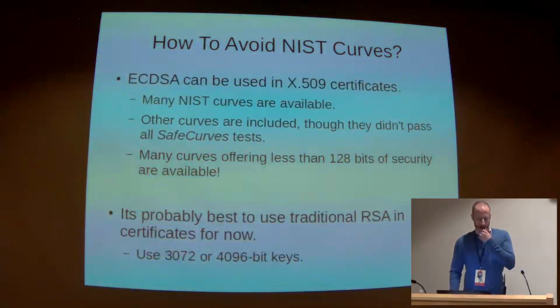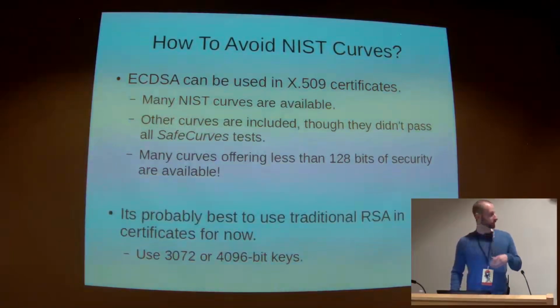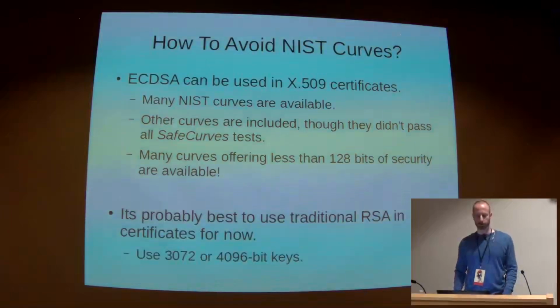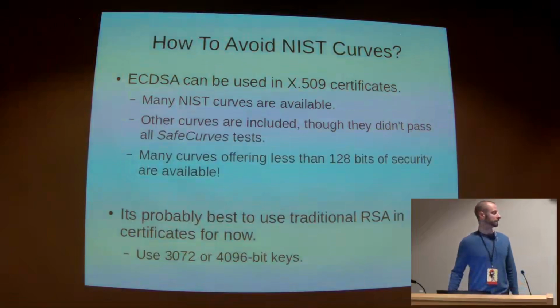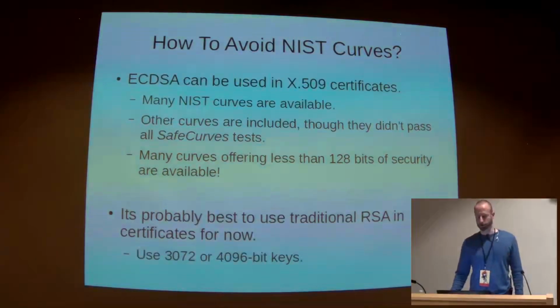Now you can use ECDSA and X509 certificates. You've got quite a bit of curves to choose from when you generate them. But a lot of them didn't pass that safe curves test. And a lot of them even offer less security than 128 bits, so there doesn't seem to be good choices there. So for now, in terms of X509s, you probably want to just stick with traditional RSA, so 3072 or 4096 bit keys.